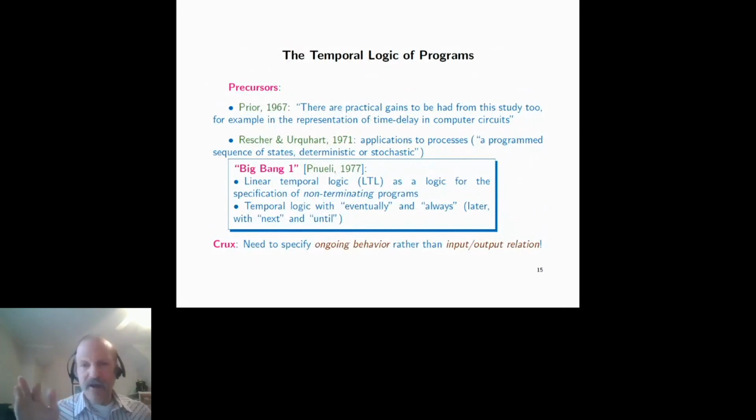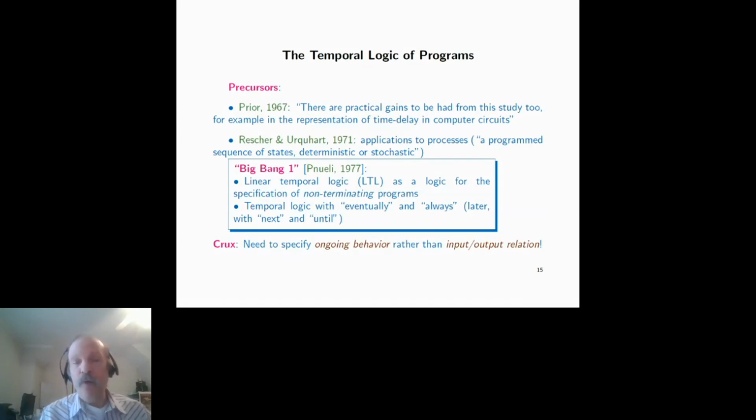Since this is my own area, I want to dig a little deeper into what the contribution was here. Temporal logic was introduced by Arthur Norman Prior in the '50s. He was a philosopher trying to think about free choice. But even he wrote in '67, "There are practical gains to be had from these studies too, for example, in the representation of time delay in computer circuits." And a book that came in 1971 by Rescher and Urquhart wrote explicitly that there should be application to processes, a program sequence of states, deterministic or stochastic.